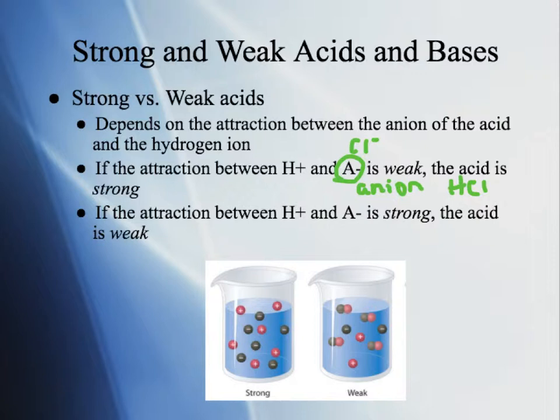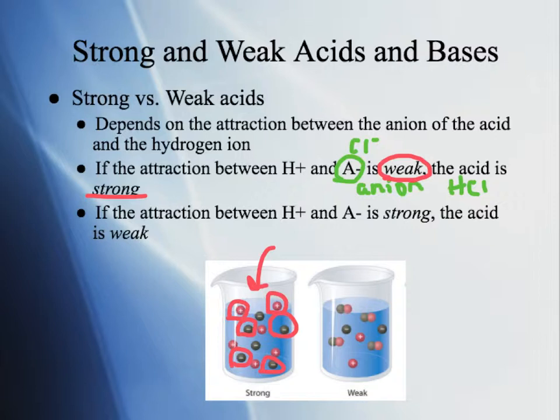So if the attraction between the hydrogen ion and the anion is weak, that means water is able to break it apart, and it's going to be a strong acid. It's going to be able to completely ionize in water, where all we get is completely broken apart ions in solution. So that's if the attractions between the positive and the negative parts of the acid are weak.